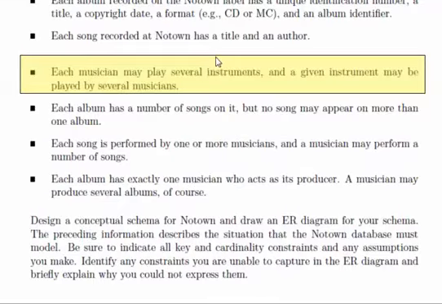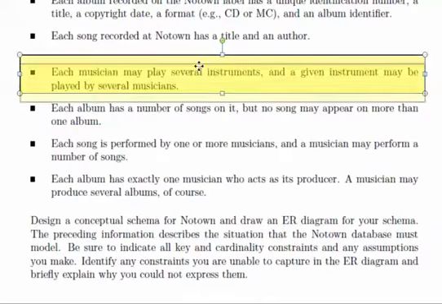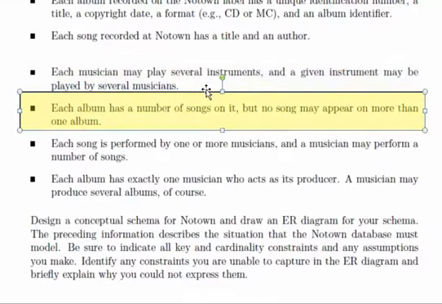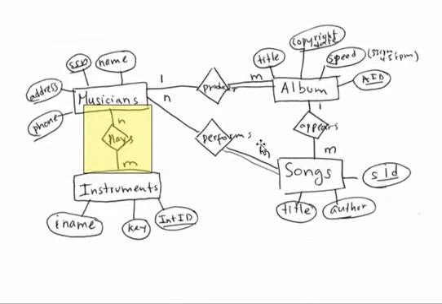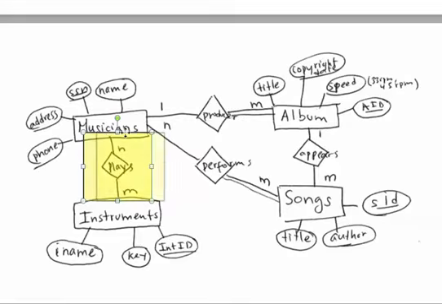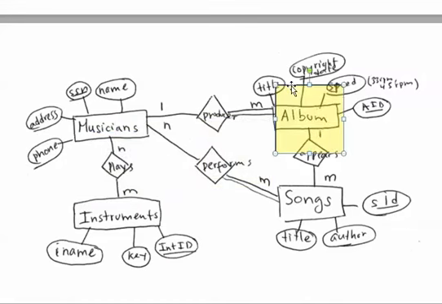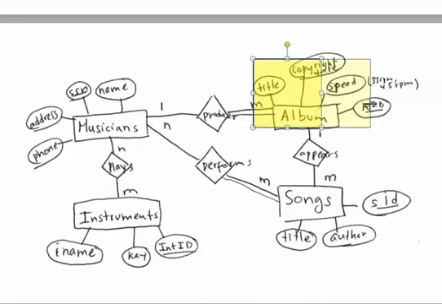Okay, the next section talks about an album having a number of songs, but no song may appear on more than one album. So we have albums here, and it says that it has songs, and this is a one-to-many because those songs belong to that specific album. I think I didn't explain anything about the album when I was looking at that. I think I said it, but I didn't point to this section.